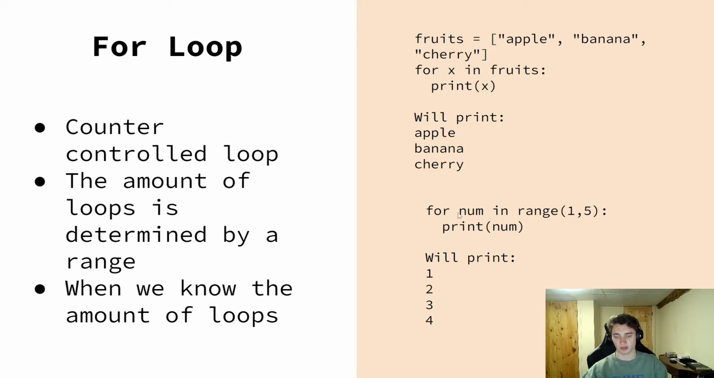Now we have one that works with a range. So for num in range 1 to 5, print num. So this range is inclusive on the first one, but exclusive on the last one. So we will print 1, but we won't print 5. We will only print to 4, which is shown here: 1, 2, 3, and 4.